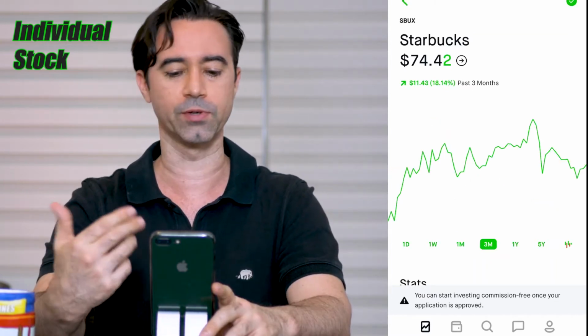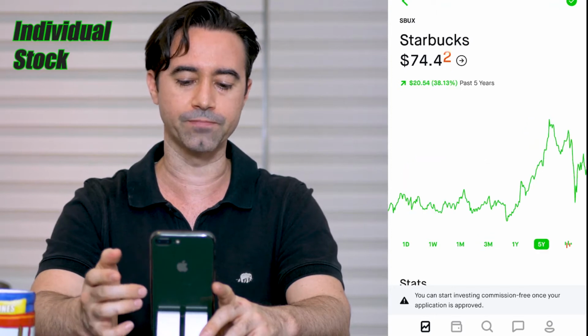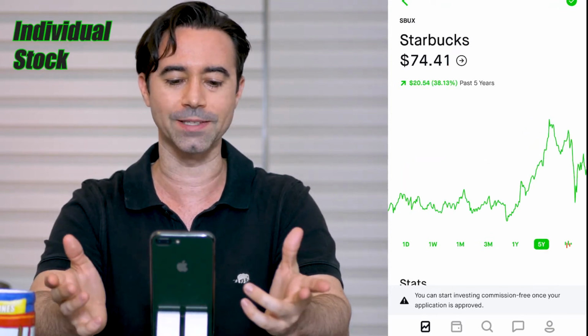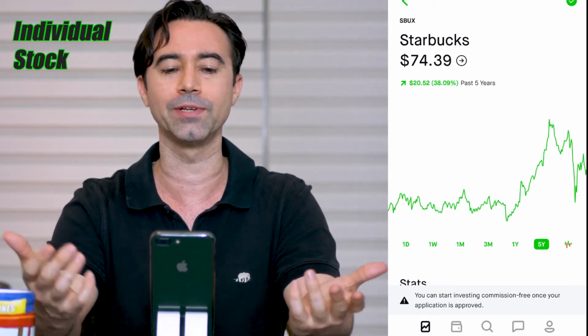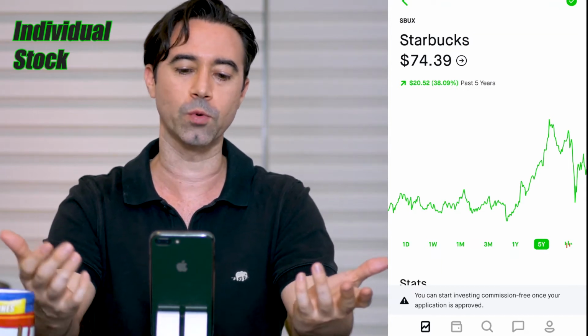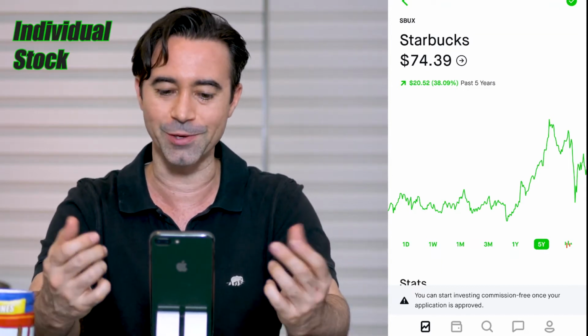Let's go to the 3 month. You can see it's green. I think you get the point. There's the 5 year, so you can see what Starbucks has done. Over the past 5 years, you're up 38%. So you've made $20 for every share of stock that you own.